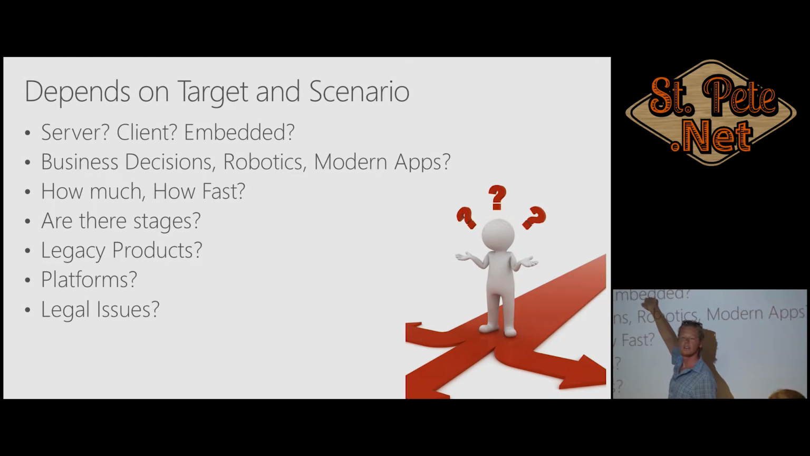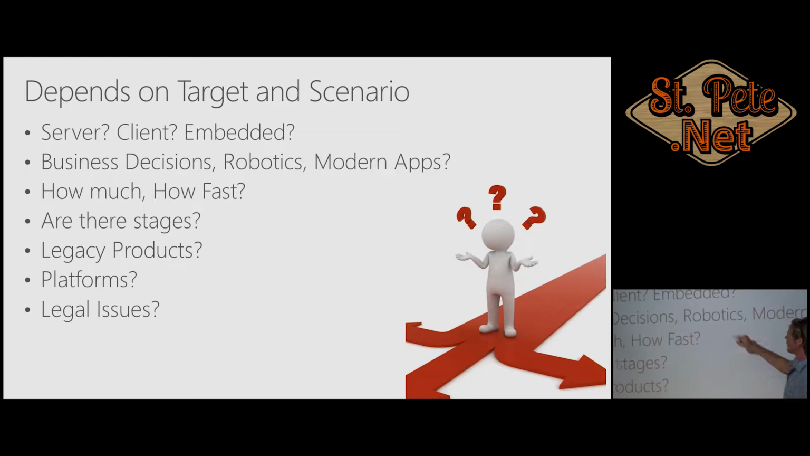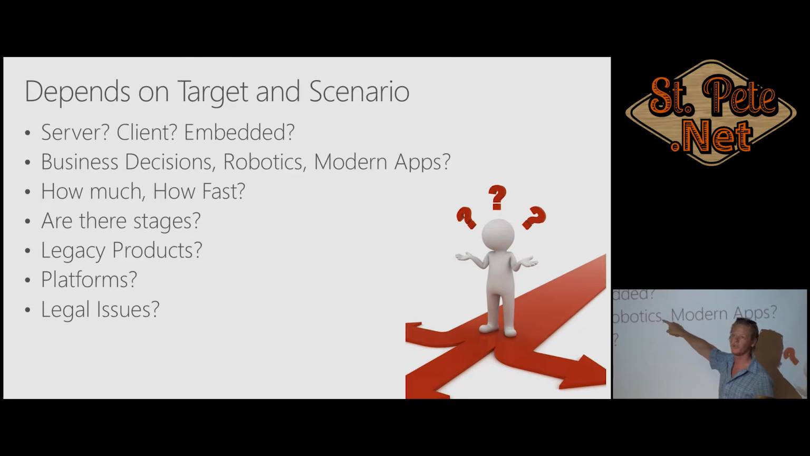I've got embedded components to it because it's a robot. I don't really have any client technology as far as a phone or anything like that involved. So okay, we can cut client out. Now I know I've got a server target and an embedded target. So what do I really need to do here? Well, there are some business decisions we're going to have to make as far as which way to orient our algorithms. We definitely have the robotics component, so we have to have real-time operating systems. And still no modern apps.